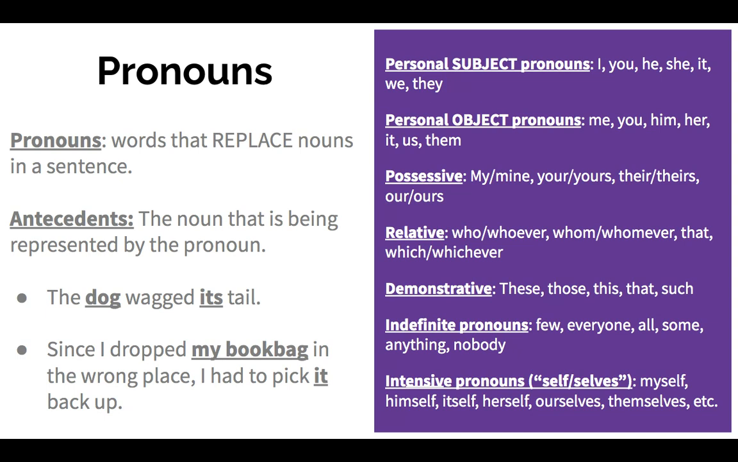The dog wagged its tail. We have the word dog, which is a noun, and we have the word its. It is a pronoun. So instead of saying the dog wagged the dog's tail, we replace dog with its. This is called a pronoun. And the dog is called the antecedent because it is the noun that is being represented here. We took out the dog and we represented the dog with the pronoun its.